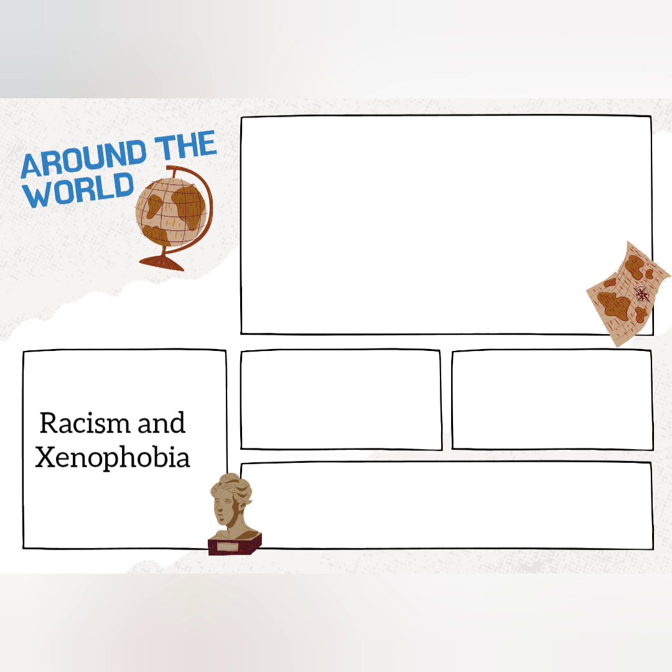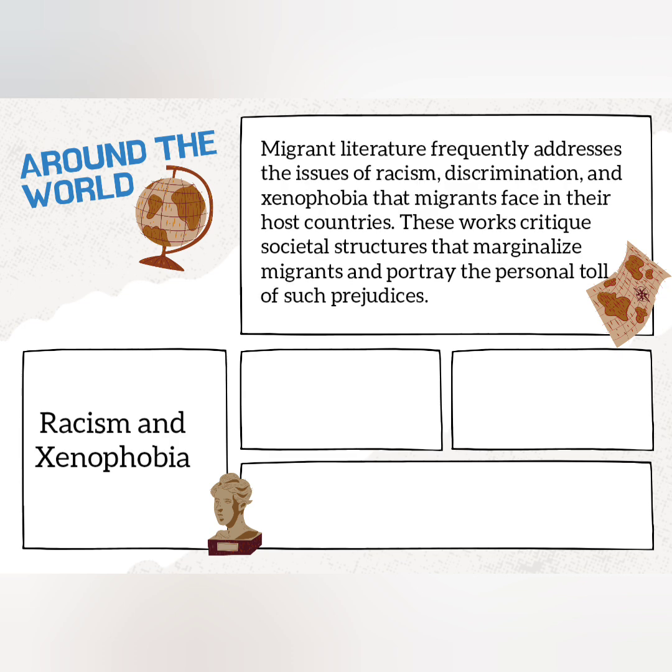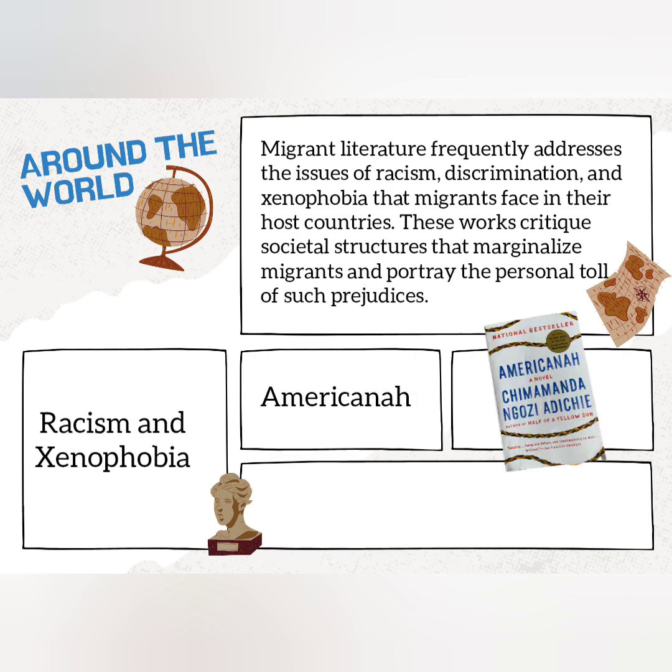Racism and xenophobia. Migrant literature frequently addresses the issues of racism, discrimination, and xenophobia that migrants face in their host countries. These works critique societal structures that marginalize migrants and portray the personal toll of such prejudices. Americanah by Chimamanda Ngozi Adichie delves into the experiences of African immigrants in the US, focusing on the protagonist's navigation of race, identity, and belonging.